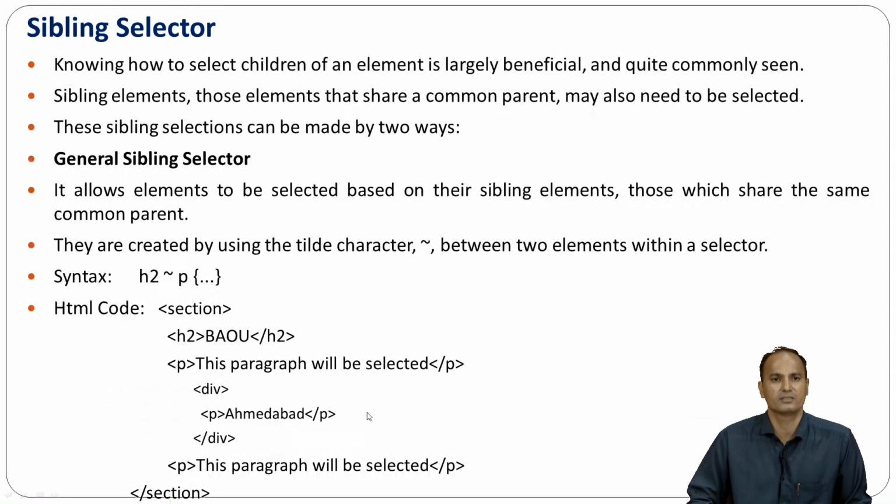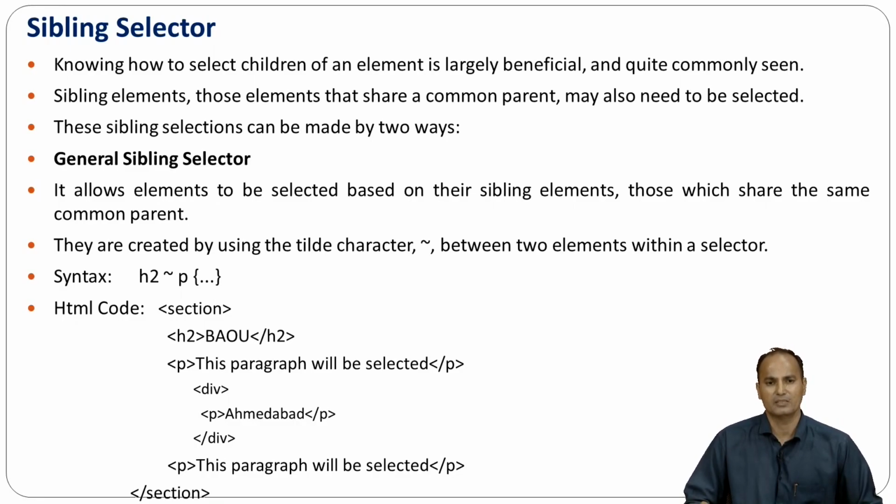selectors. Moving next, sibling selectors. Knowing how to select the children of an element is largely beneficial and quite commonly seen. Sibling elements are those elements that share a common parent, and they may also need to be selected. These sibling selections can be made in two ways. General sibling selectors allow elements to be selected based on their sibling elements, those which share the same common parent. They are created by using the tilde character between two elements within a selector. H2 tilde P is the syntax as shown.